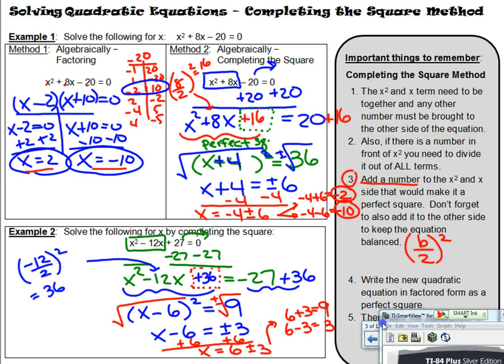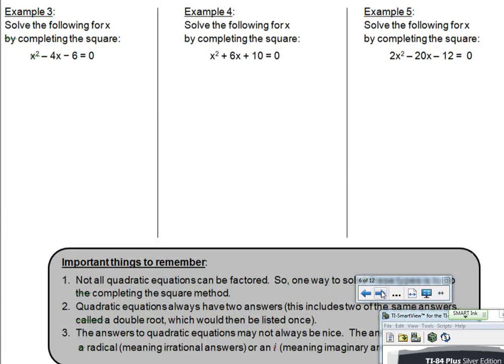Now, anytime you get answers that are both whole numbers, it means that the original problem could have been factored. But as I already told you, not all of them can be factored, which is what you're about to see. So if we go to problem 3 now. Problem 3, you cannot factor that. So you would have no choice but to do this method. Also, please note that if you can't factor it, you will get answers that are not pretty.